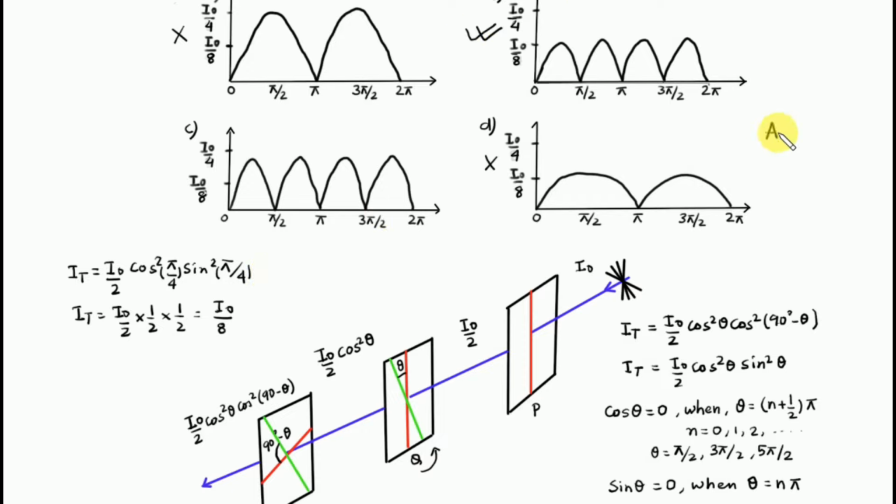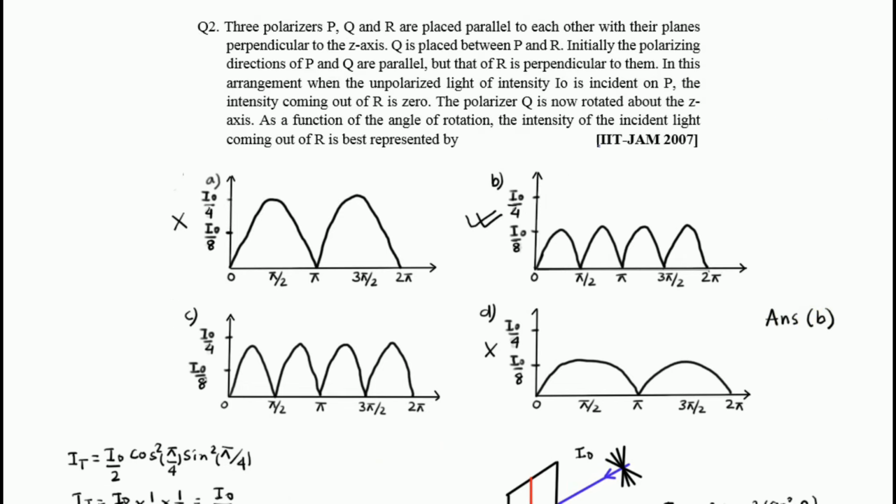So the answer is B. So you can try many such problems based on this simple law called Malus law. The only thing you have to ascertain is that the light first passing through a polarizer suffers an intensity decrease of half, that is its intensity will decrease by half, and then when it passes through another polarizer it will show the relation formulated by Malus. Thank you.